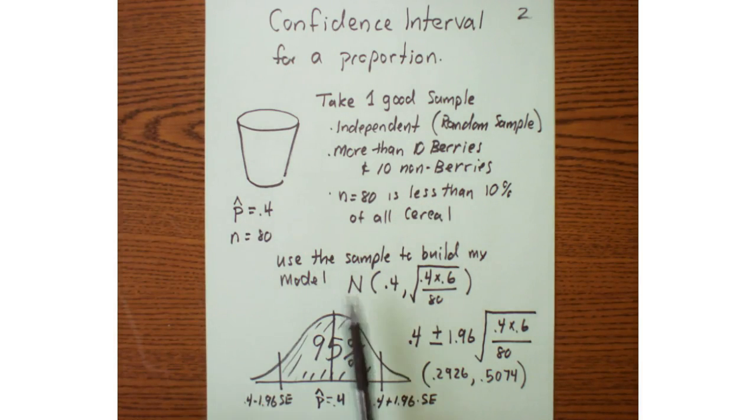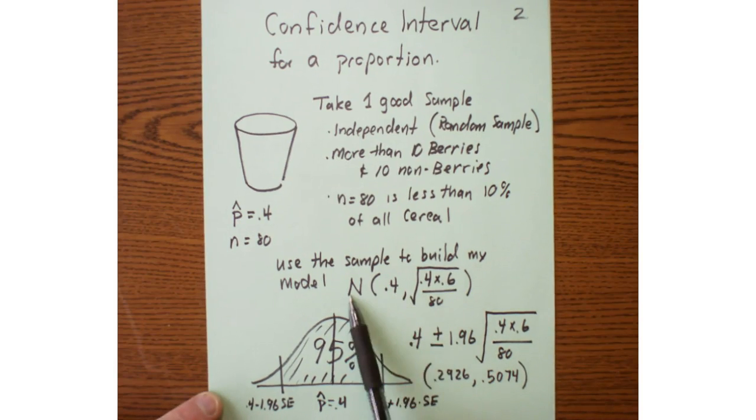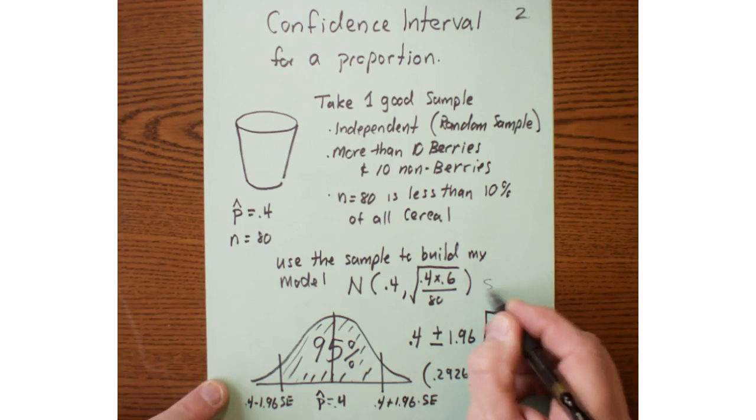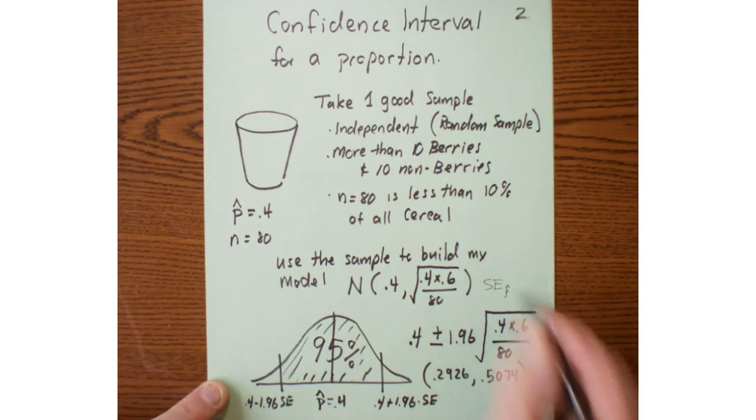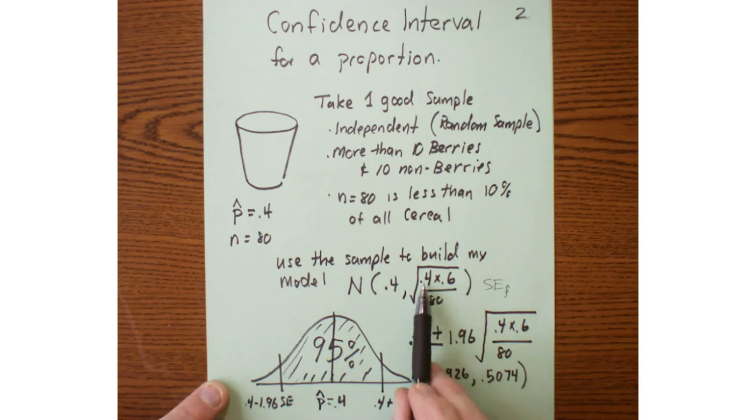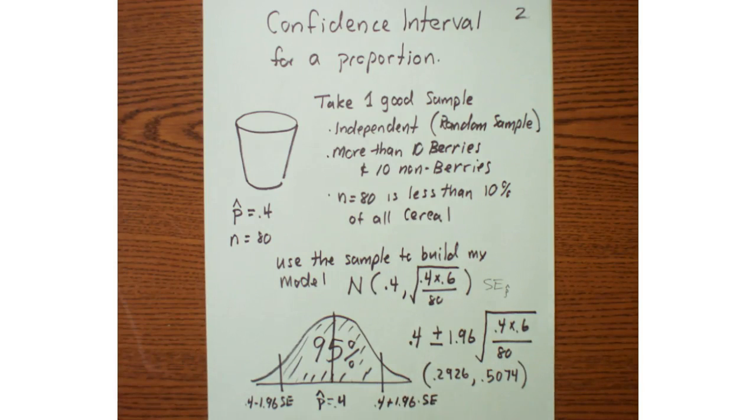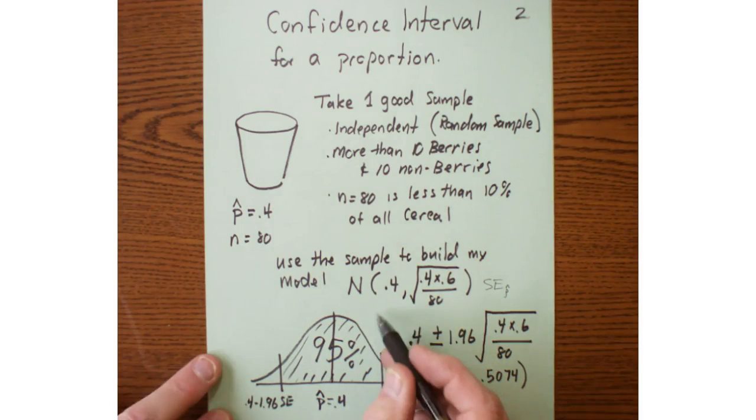So my model now becomes a normal model with a mean of 0.4 and a standard error. This is the standard error of p hat because I'm using my sample to build it. So it is the square root of 0.4 times 0.6 over 80. And so we build our model here.